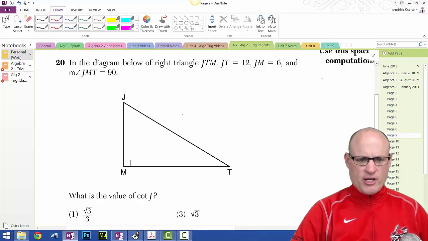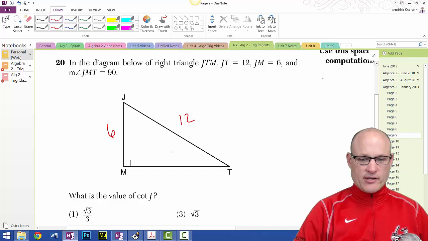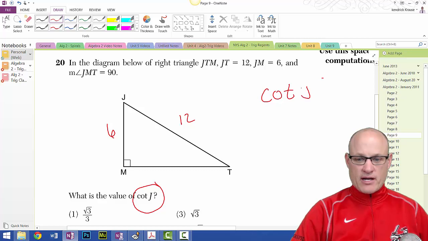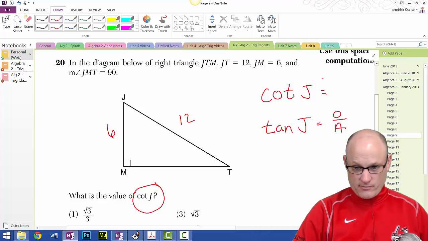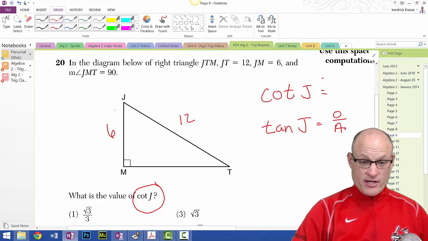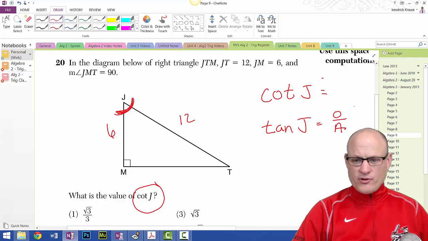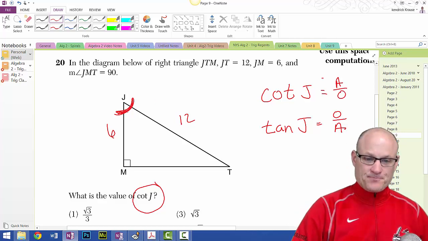I got JT is 12, JM is 6, and we got a 90-degree angle. And I want to find the cotangent of J. So cotangent of J I'm not great with, but I am great with tangent of J. Tangent of J is opposite over adjacent, because tangent of anything is opposite over adjacent. And here's my angle J. So therefore, if tangent is opposite over adjacent, cotangent is adjacent over opposite. So if this is my angle J, this is my opposite, this is the hypotenuse, and this is my adjacent.